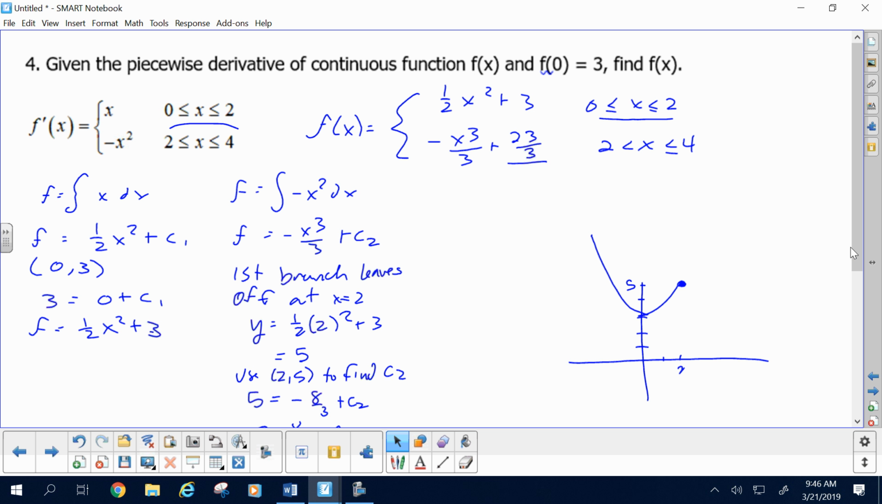Number 3, sorry, is it too late to make a small adjustment to number 3? No, it's not. Number 3, the second branch is sine of x, not cosine of x. The second branch should be sine of x, that way it's continuous. Otherwise, it's not continuous.